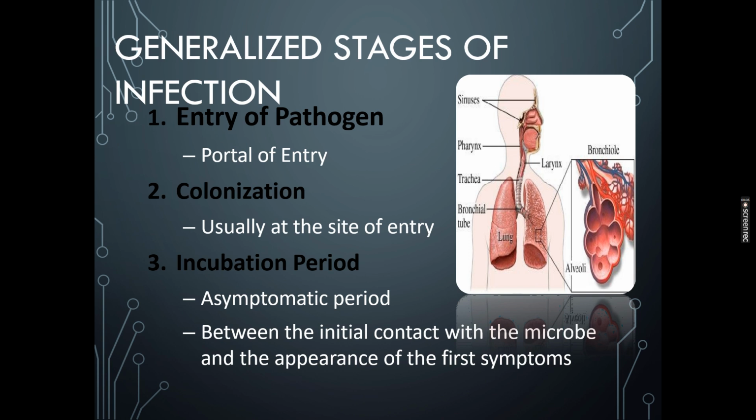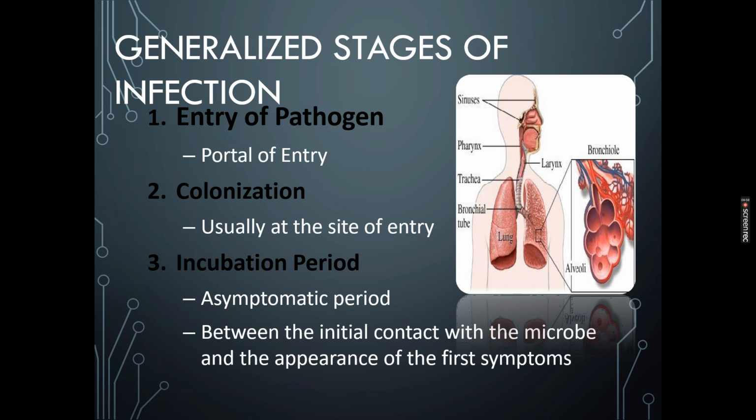Then generalized stages of infection. First one is the entry of the pathogen. So portal of entry can be anything, it can enter into the body through the nose. Then it goes to the lungs and multiplies. Colonization is usually at the site of entry, so it multiplies over there.